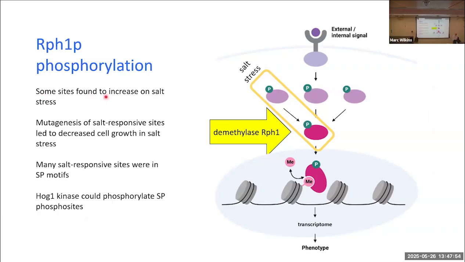So what we did find is some sites were found to increase on salt stress. If you mutagenize these, the cell can no longer grow as well, presumably because it's no longer getting that change to its chromatin which it wants and needs. Many of these sites here are on SP motifs, and the HOG1 kinase was shown to phosphorylate that. So we're saying that we've now been able to work backwards, and in doing so, we have got that connection between the sensing signaling system and the chromatin system of the cell.